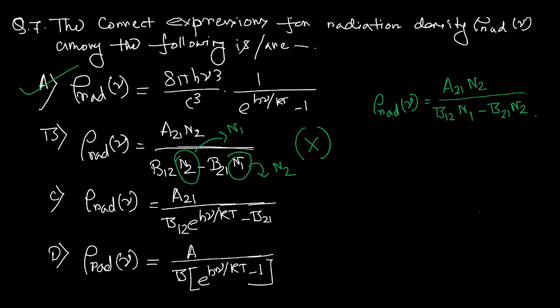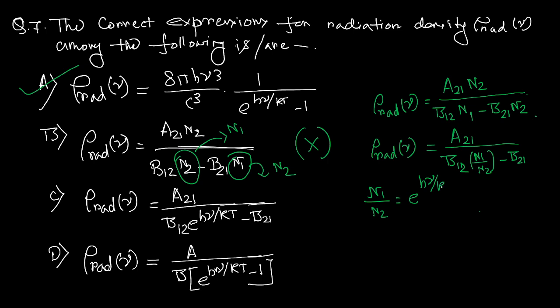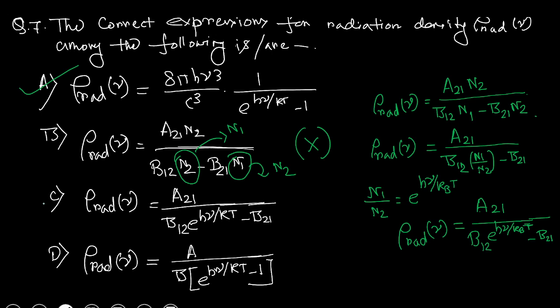okay. Now, what we did, we just divided up and down. So from the Boltzmann equation, what we get? E to the power h nu by kBT. So the radiation density can be written as A21 by B12 e to the power h nu by kBT minus B21. So this expression is correct.